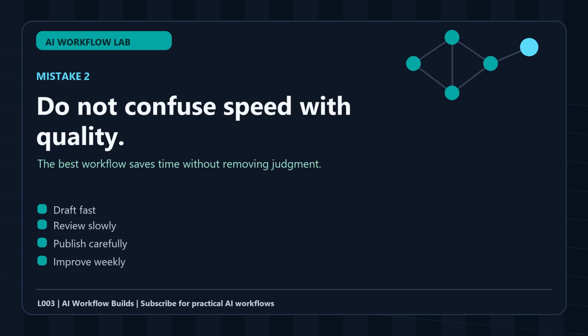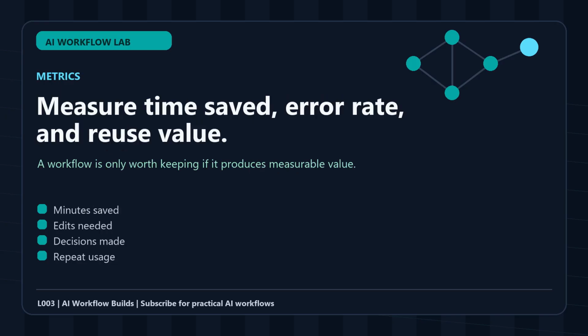First, minutes saved. Did the system reduce the time from input to usable output? Second, edits needed. Did the output require small edits or a full rewrite? Third, decisions made. Did it help you choose a next action? Fourth, reuse value. Would you run it again next week? These metrics prevent tool collecting.